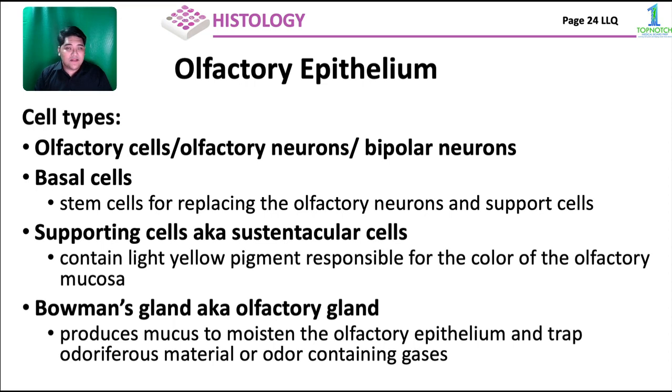Your supporting cells or your sustentacular cells, they have light yellow pigment responsible for the color of the olfactory mucosa. And then your Bowman's gland or your olfactory gland. This produces your mucus to moisten the olfactory epithelium. And important yung moist na yun in order to trap odoriferous material or odor-containing gases.